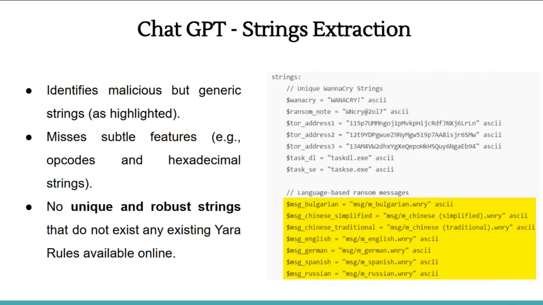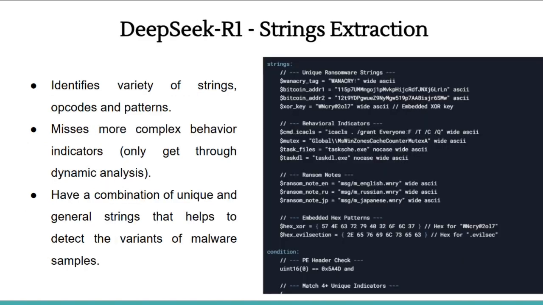ChatGPT string extraction, on the other hand, is very weak. You can see there are no unique or robust strings, and none that exist in any YARA rules available online. So ChatGPT was not able to comprehend the information. One reason, as I already gave, is that it is not going to the given link and extracting anything, and because of the limitations, we were not able to give a binary to ChatGPT for analysis.